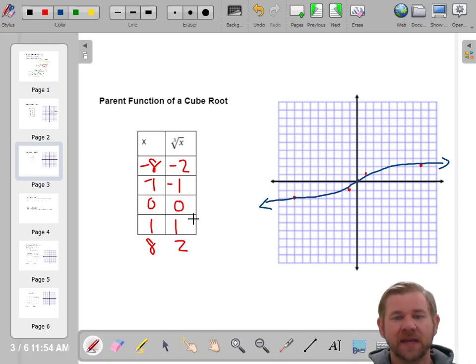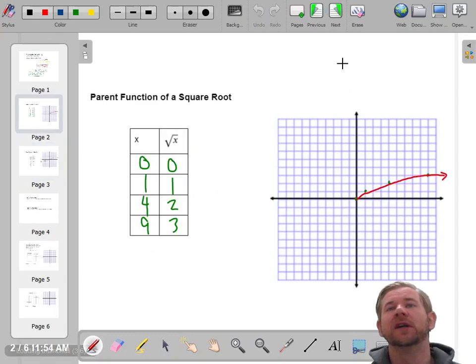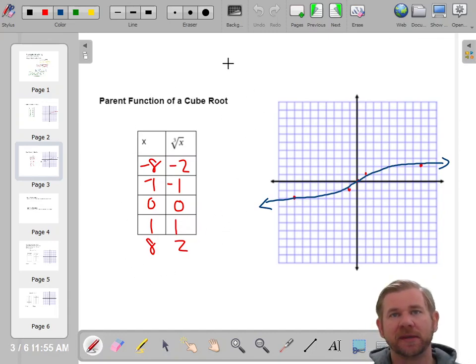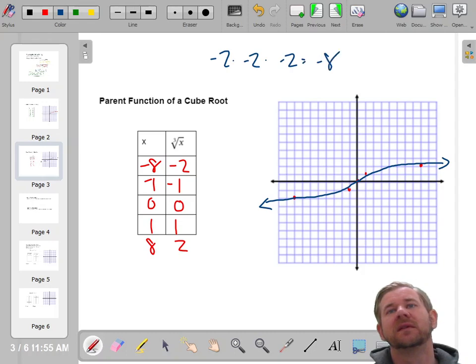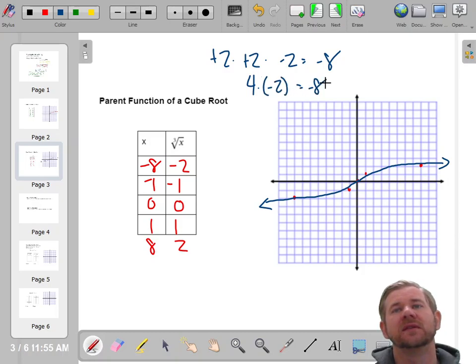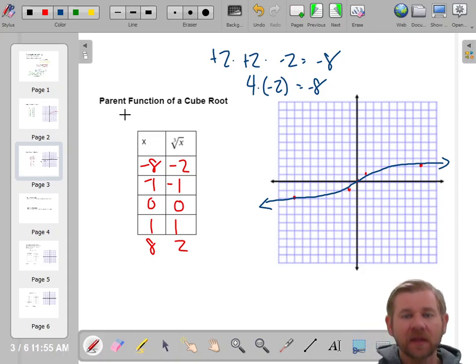Okay, this goes on forever in both directions, and it has a little curve to it in the middle, like that. You cannot square root a negative number, but you can cube root a negative number, because if you have an odd amount of negatives, 2 of them will always cancel out, and you'll be left with 1. So 2 times 2 is 4, and 4 times -2 is -8. That's why the cube root of -8 is -2. There's our parent function for our cube root.